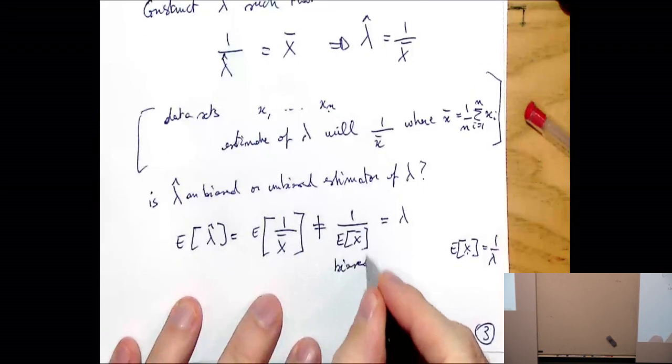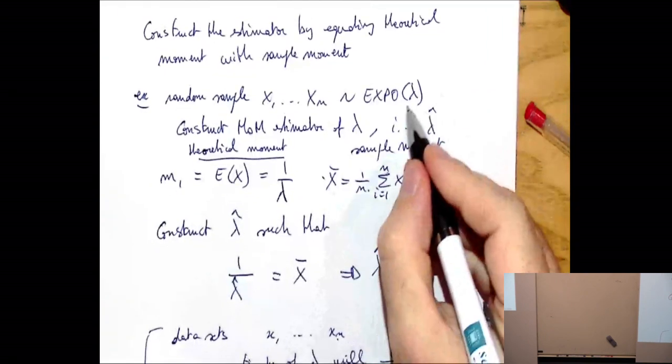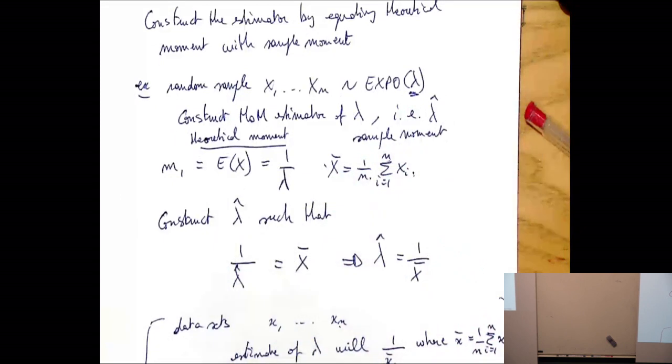Okay, so you have here a formal methodology, method of moment, to build an estimator. But this estimator can actually be biased, so you have to know the properties of that estimator. Good, so this is one example where you have one parameter to estimate, lambda. So you just look at the first moment. You take the first theoretical moment and the sample moment, and you equate them.